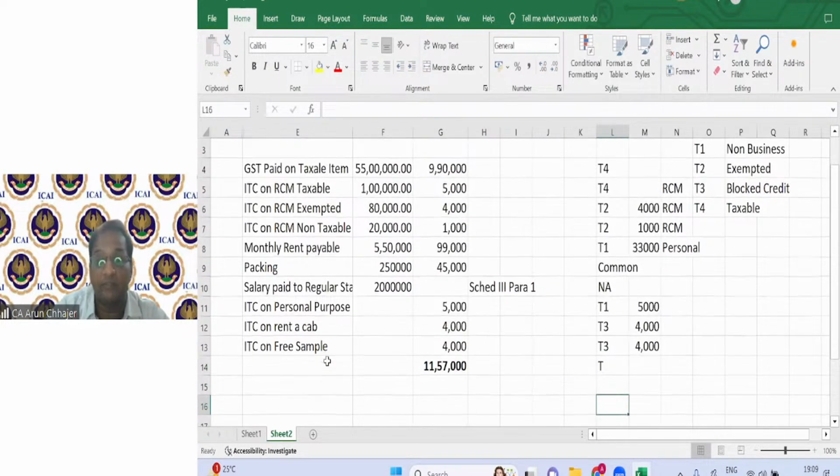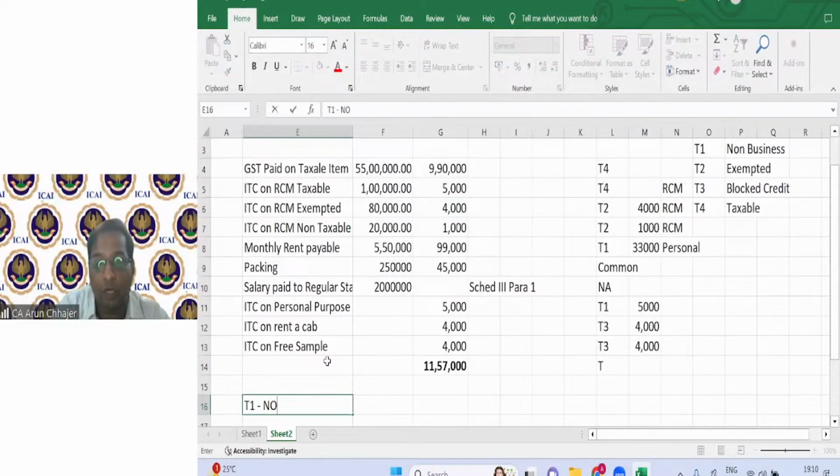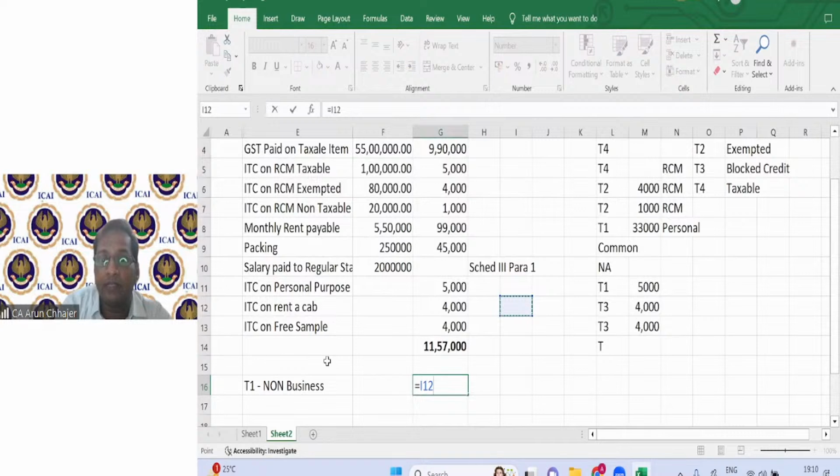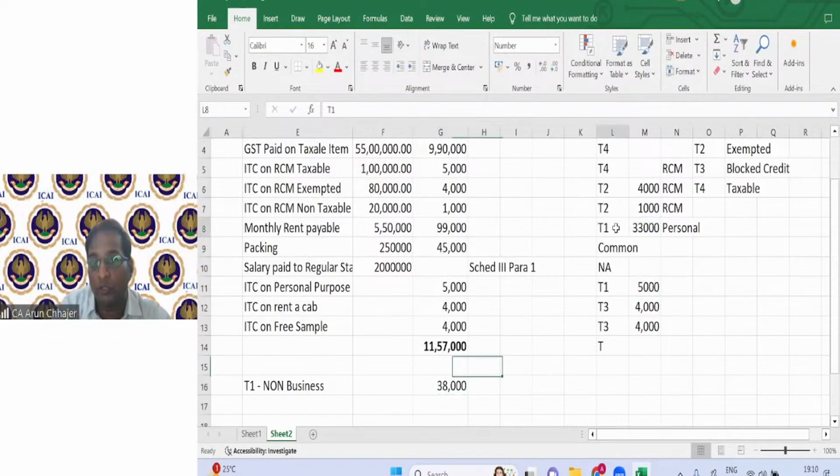Now, what is T1? T1 is the non-business activity. What did we study? Who all are in T1? In T1 there is 33,000, plus in T1 there is 5,000. So what has come, I am coloring it, which I have used.